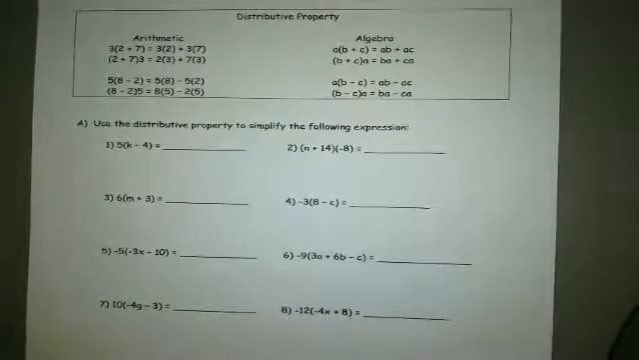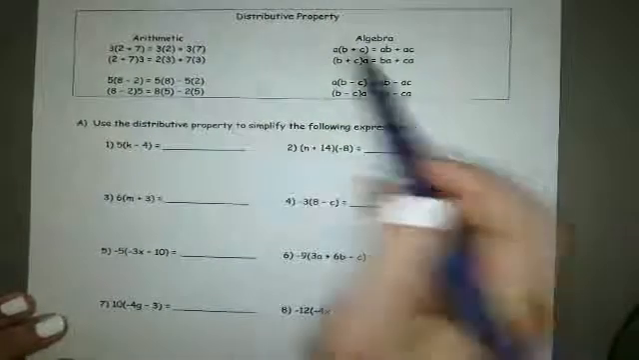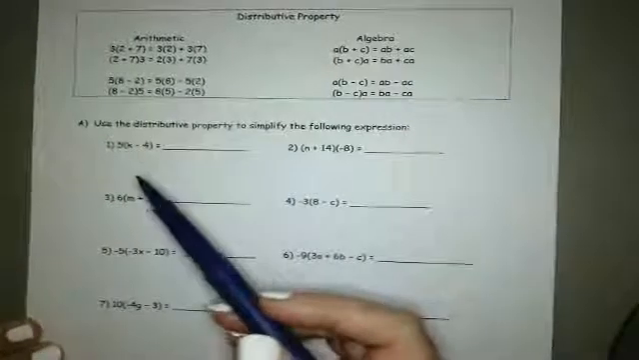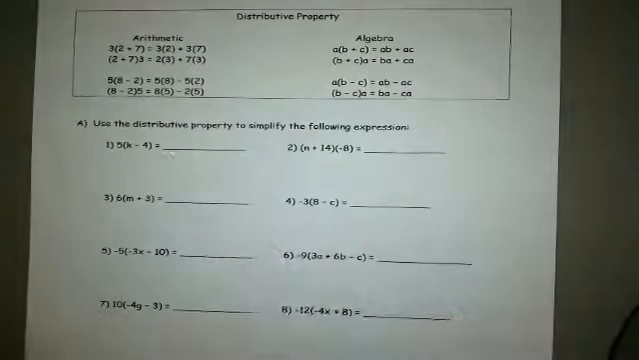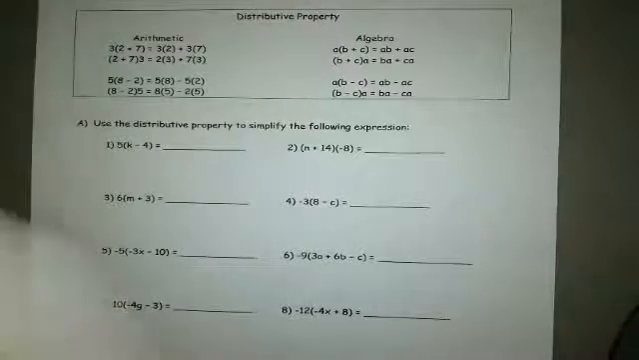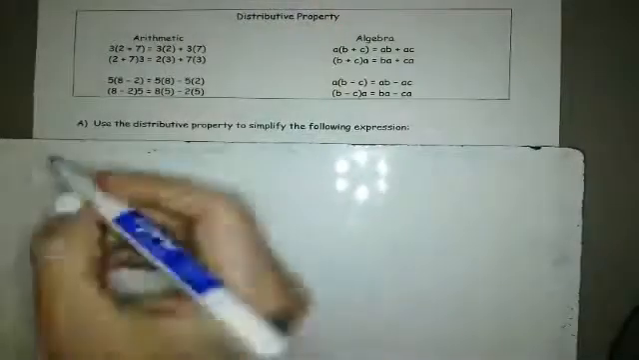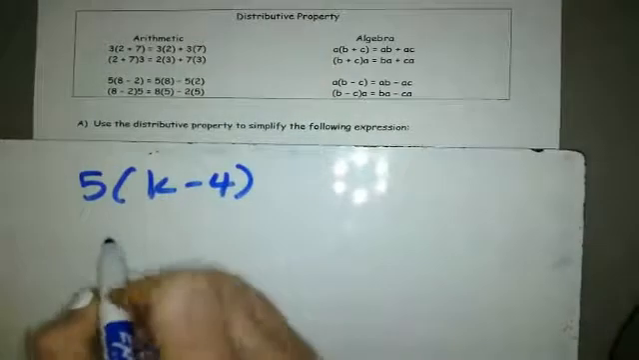Basically, there are notes and examples on the top that I'm not going to go through, but they're there in case you need to reference them. Essentially, for number 1, let me write this on my whiteboard. It says 5 times k minus 4. So what that means is that we have 5 groups. Here, I'll write this on here so you can see it. 5 groups of k minus 4.